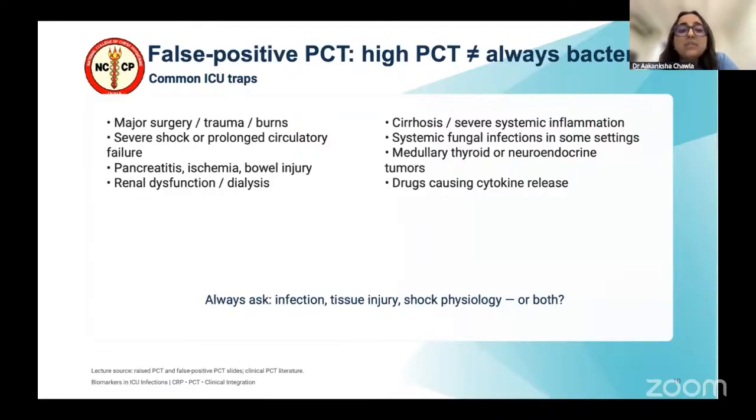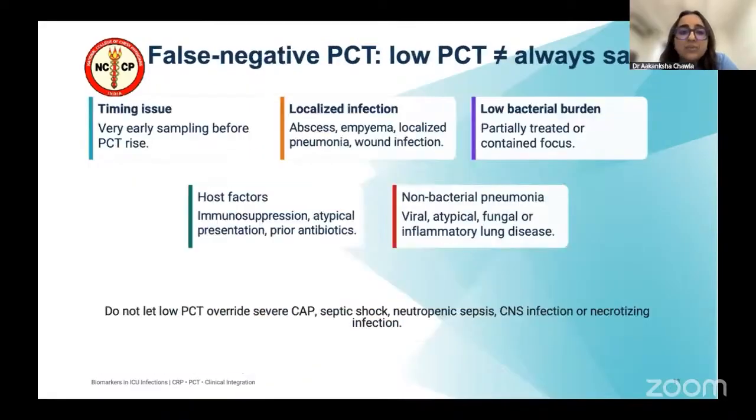It can be falsely positive or high in cases of major surgery, trauma, burns patients, severe shock, pancreatitis, renal dysfunction, patients with cirrhosis, medullary thyroid or neuroendocrine tumors. So never depend upon one value in isolation. Similarly, a falsely negative PCT does not always rule out that your patient does not have infection. Because, like we just discussed about the time when these start rising, if you've done the sampling too early, then at that time also you can receive a report which is showing you a low procalcitonin.